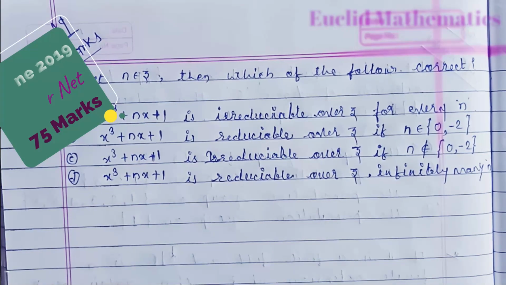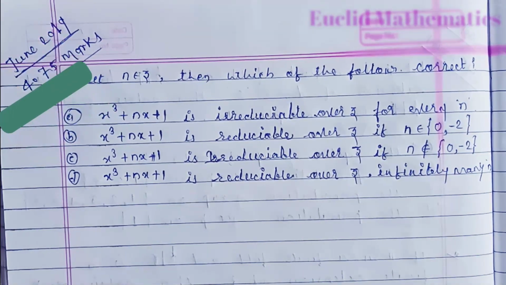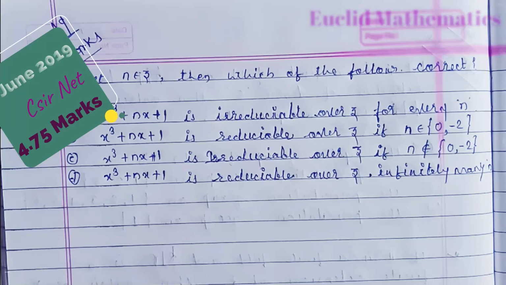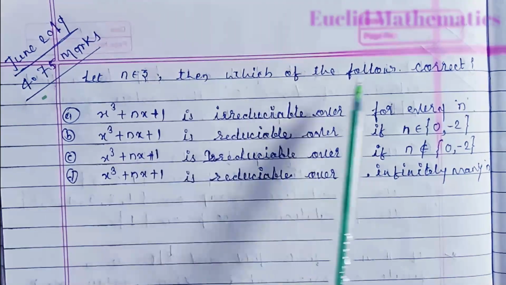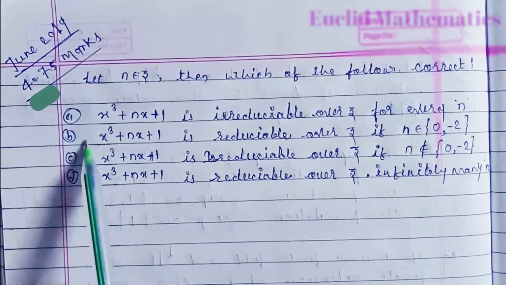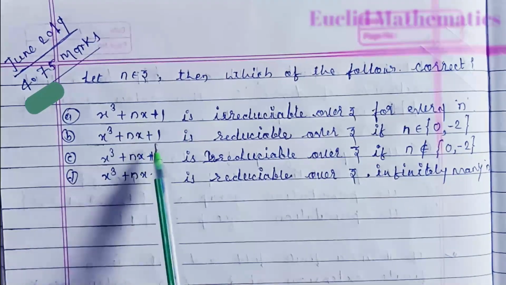I'm going to solve in today's video the question from CSIR NET June 2019, which asks for 4.75 marks, that means multiple answer questions. So let's read our question. Let n belong to Z, then which of the following is correct? We have to figure out which of the options is correct among all four options.